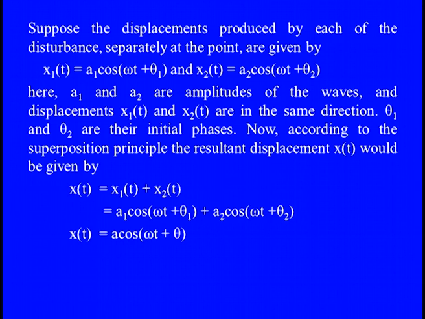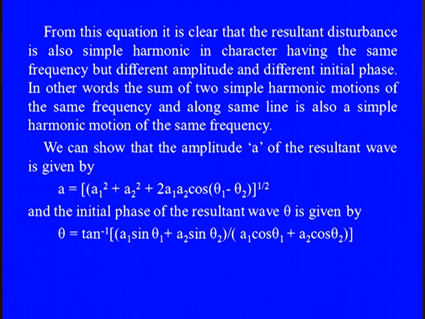Now, according to the superposition principle, the resultant displacement x would be given by x1 plus x2, and if we substitute the values of x1 and x2, we get a1 cos(ωt + θ1) + a2 cos(ωt + θ2). After simplification, we get x = A cos(ωt + θ). From this equation, it is clear that the resultant disturbance is also simple harmonic in character, having the same frequency but different amplitude and different initial phase.